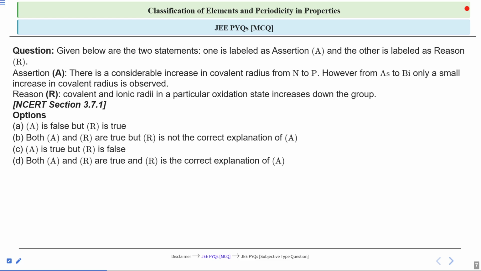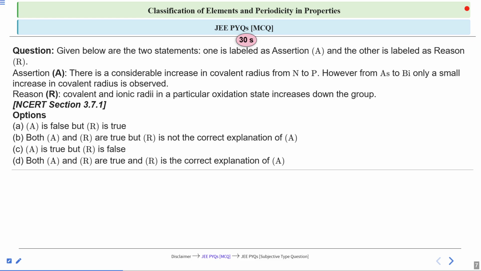The question says that there is a considerable increase in covalent radius from nitrogen to phosphorus. However, from arsenic to bismuth, only a small increase in covalent radius is observed. The reason given is that covalent and ionic radii in a particular oxidation state increase down the group. So the options are: A, A is false, but R is true. B, both A and R are true, but R is not the correct explanation of A. C, A is true, but R is false. And D, both A and R are true, and R is the correct explanation of A.